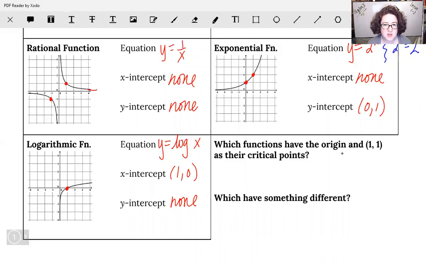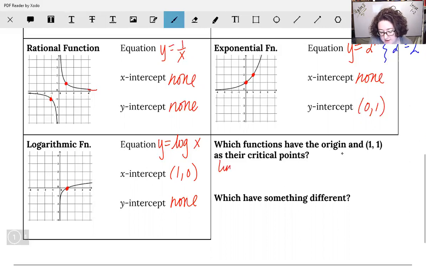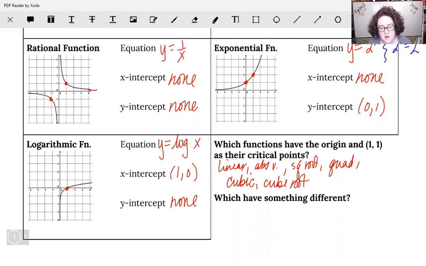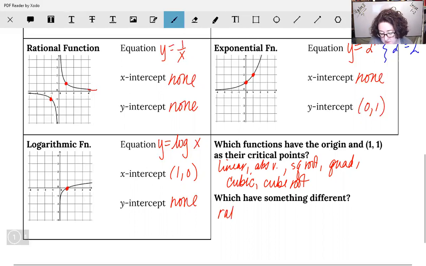So think about which functions actually have that origin and 1, 1 as their critical points. Those are the main functions that we're going to start studying. That's pretty much the first half and a little bit of the course. So that would be functions like our linear function, our absolute value function, our square root, our quadratic, our cubic, and our cube root. But then when we start getting into some of these weirder looking functions, we don't have both the 0, 0 and that point 1, 1. We have to shift our thought process a little bit with how this is starting. So the ones that have something different, that's our rational function, our exponential function, and our logarithmic function.